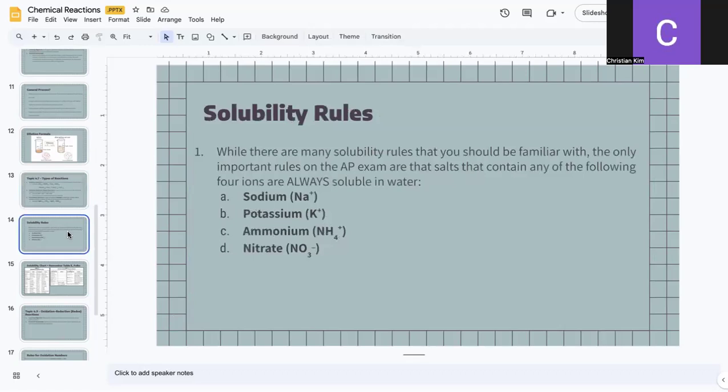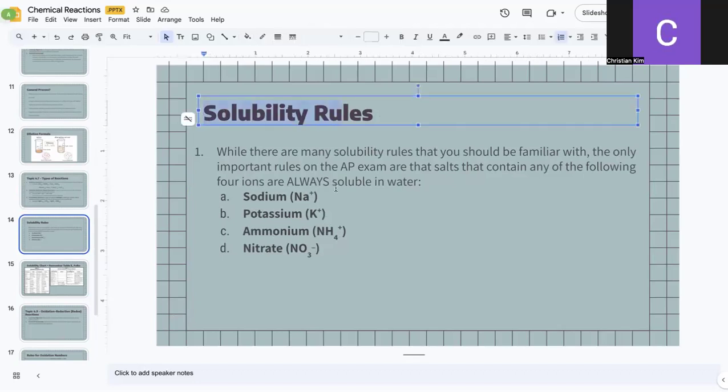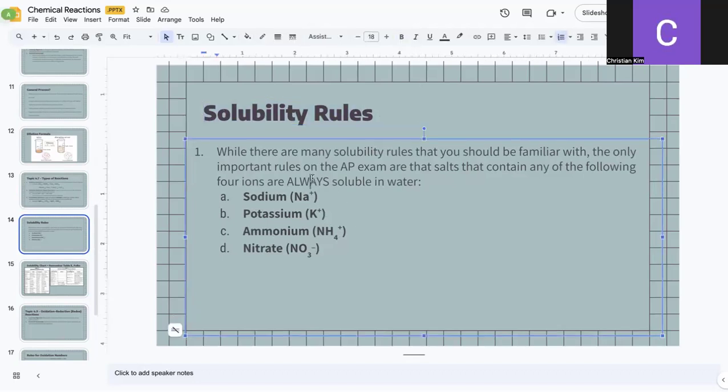So when it comes to the solubility rules, you only need to memorize four for the AP exam. Those are: sodium is always soluble in water, so sodium with some kind of compound will always be soluble. Potassium with another element will always be soluble. Ammonium with another compound or element will always be soluble. And nitrate with another element will always be soluble. So these are the four solubility rules you should absolutely memorize. It's just four of them.